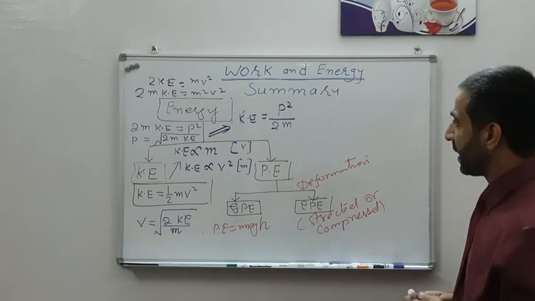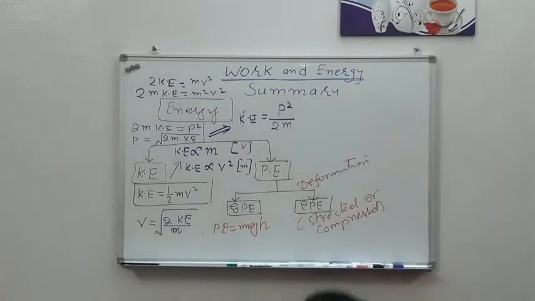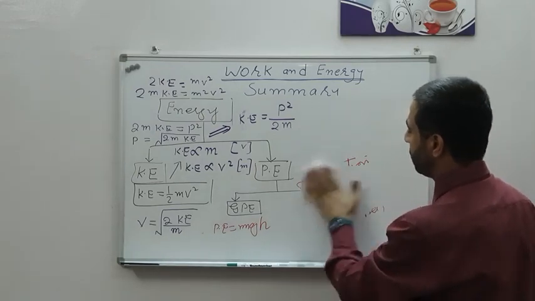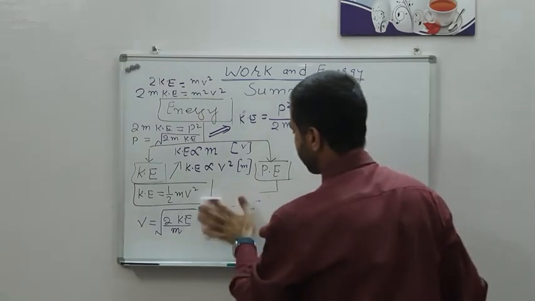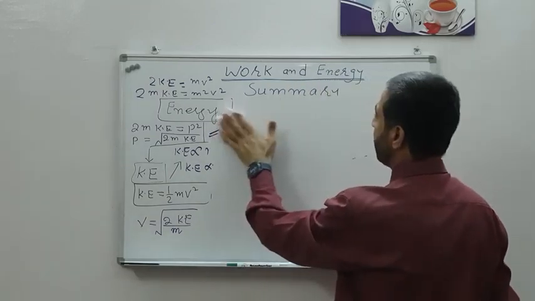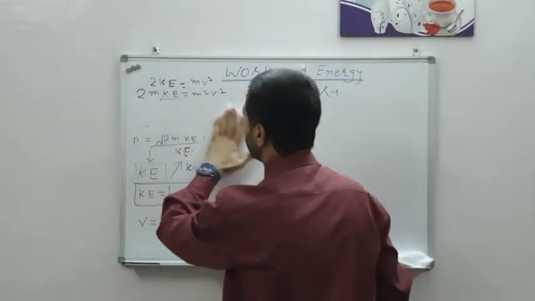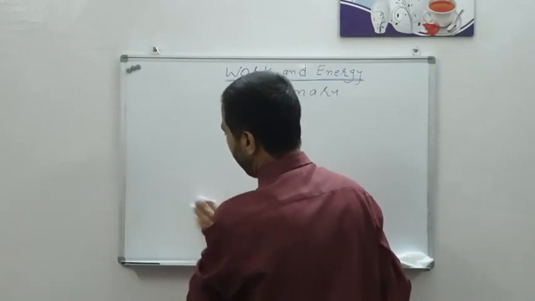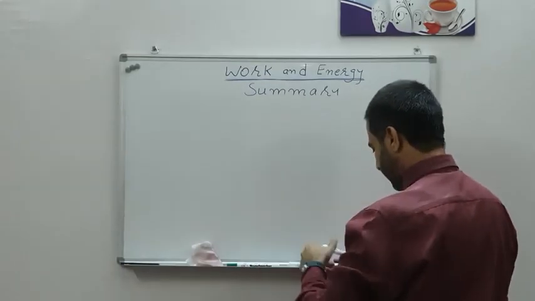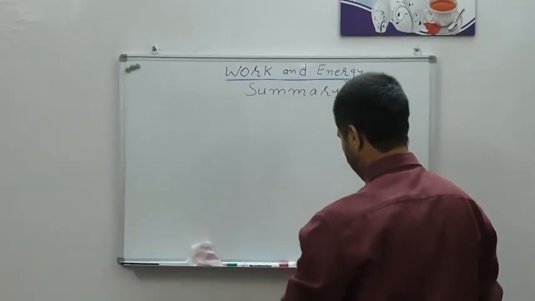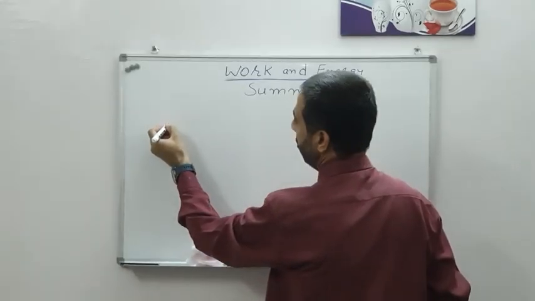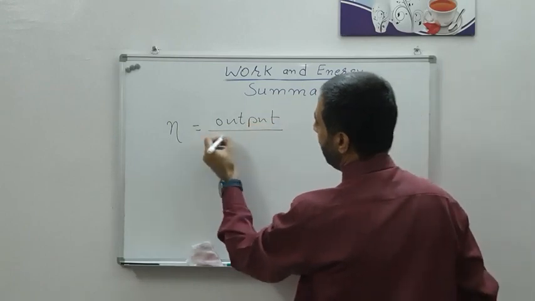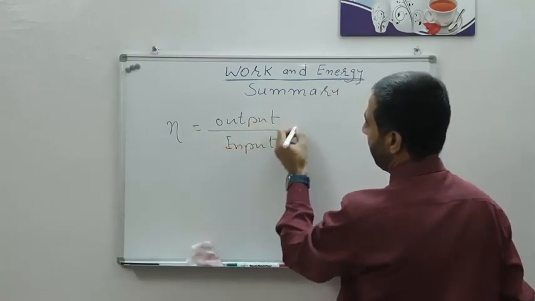Then there is efficiency. The efficiency, as I told you, describes what? The efficiency tells us about the usefulness of the machine, how useful the machine is while converting the input energy into useful work done, and that was percent efficiency. It was the ratio of output to input multiplied by 100%.